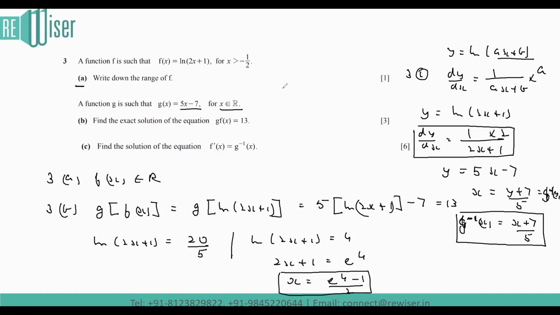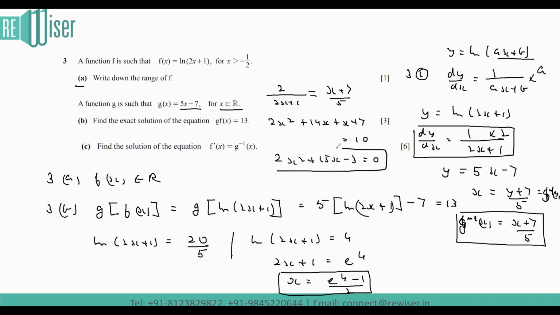If I equate the two values, I get 2 by (2x + 1) must be equal to g inverse (x), which we got as (x + 7) by 5. If I cross multiply and open the brackets, we got 2x squared plus 14x plus x plus 7, and that should be equal to 10. So we got 2x squared plus 15x minus 3 equals 0. So we got this quadratic equation. Now we'll be using the quadratic formula to get the two values of x.